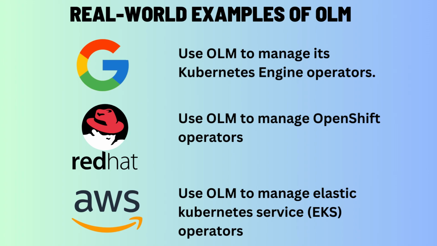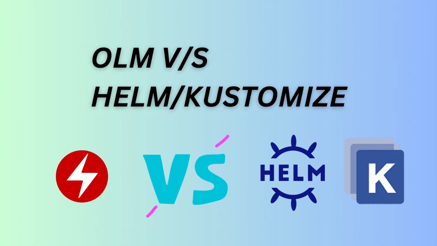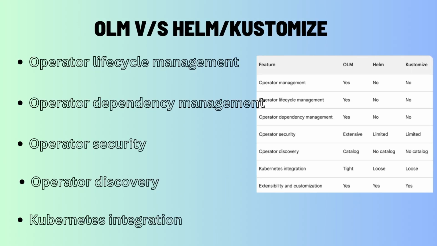OLM has a number of benefits over other application packaging solutions like Helm and Kustomize. OLM can automate the installation, upgrading, and removal of operators based on defined policies. This can help to ensure that operators are always up to date and that deployments are consistent. OLM can automatically install and manage the dependencies of operators. This simplifies the deployment process and helps to ensure that operators are always running with the correct dependencies.